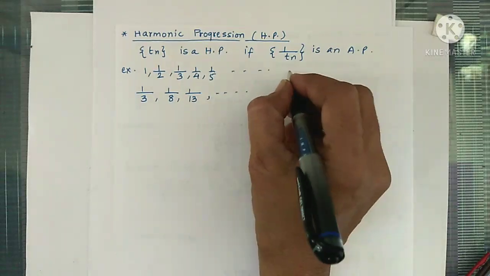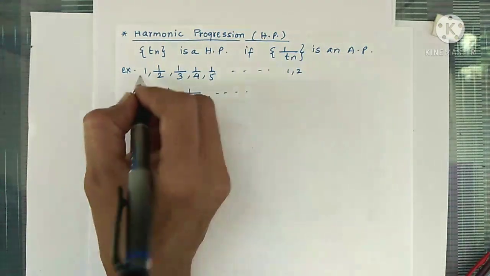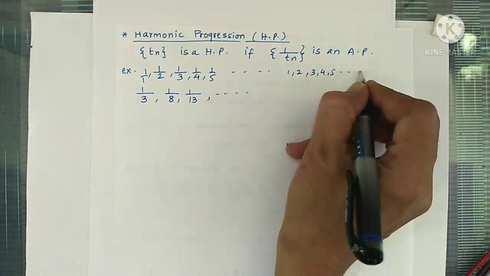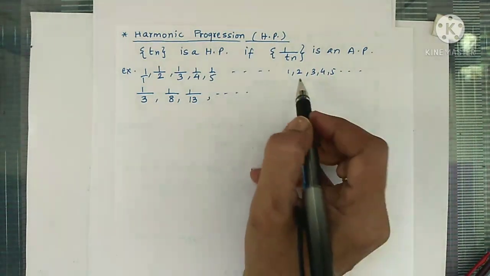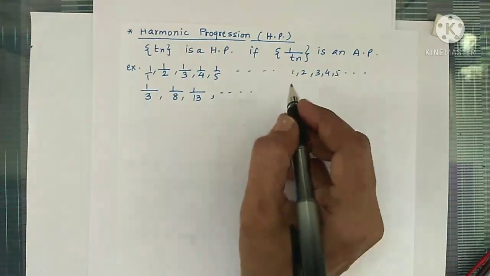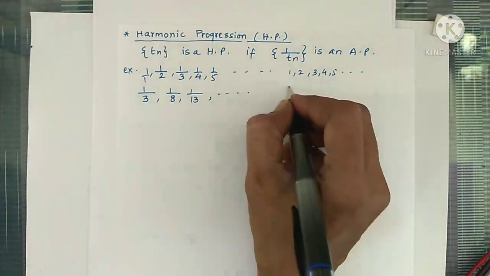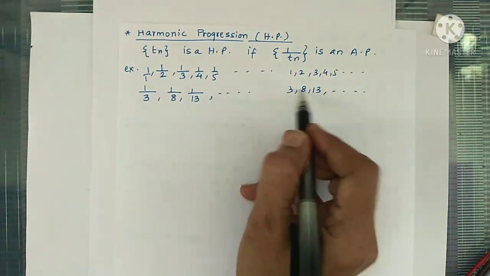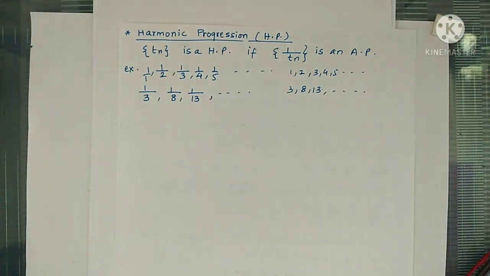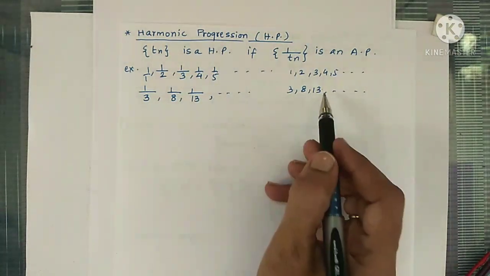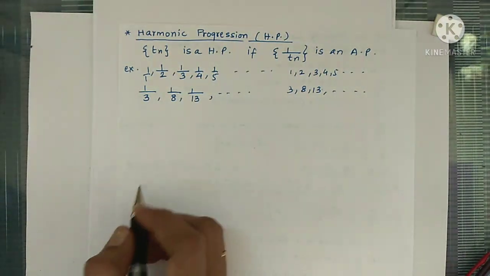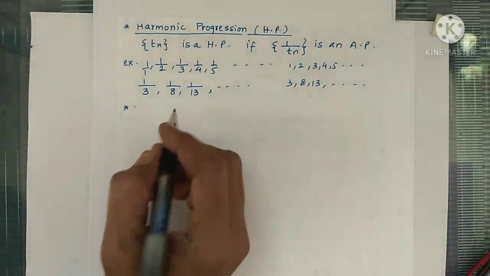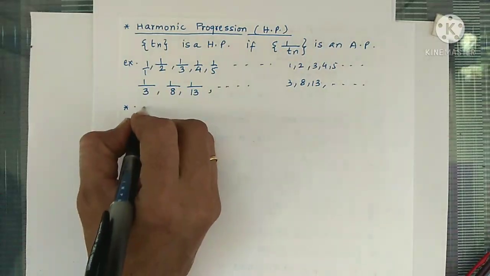You can see here that the reciprocals are 1 upon 1, so 1, 2, 3, 4, 5. So this is an arithmetic progression. So their reciprocals form an HP. If we take the reciprocal of these numbers, we get 3, 8, 13 and so on. See, the difference is constant, so it is an AP. As it is an AP, their reciprocals form an HP. Okay, so let's solve a question based on HP. Find the nth term.